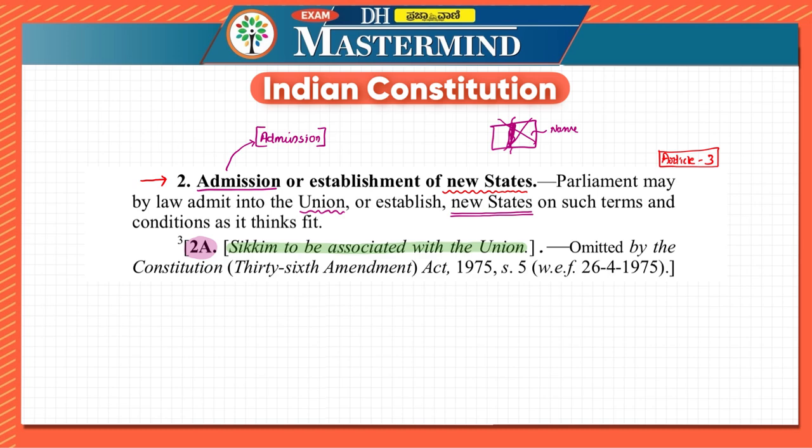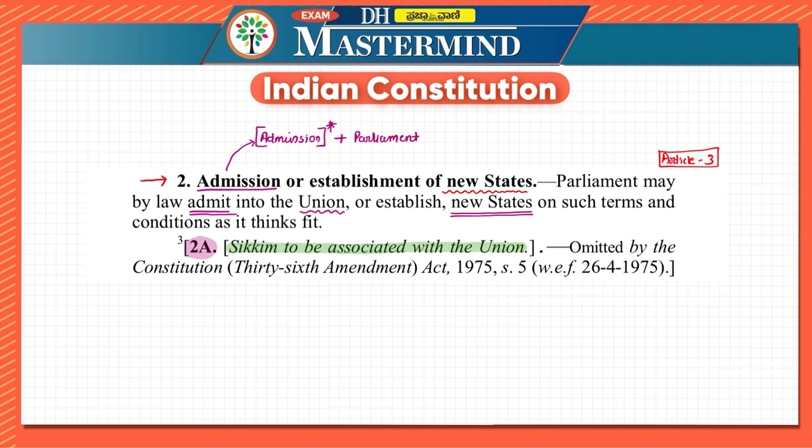Here also it is telling that Parliament may admit into the union or establish a new state on such terms and conditions as it thinks fit. Two things you have to remember. First one is admission itself, which is the new state altogether, not the existing changes. It is telling about the whole new state itself. And second, it is telling about the power. Who has the power for this? The power is with Parliament.